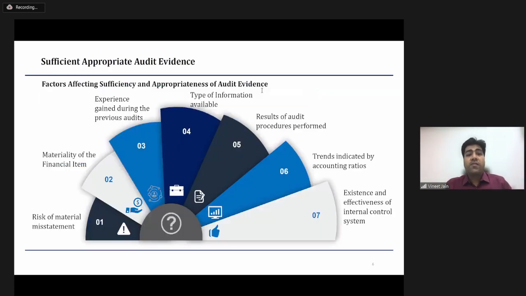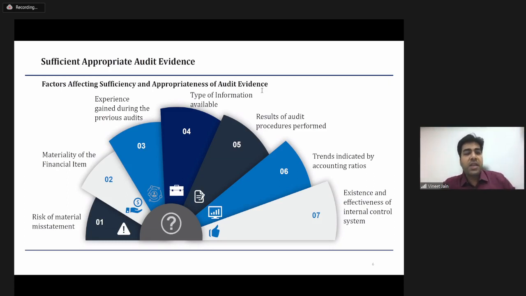Now moving on, there are various factors which affect sufficiency and appropriateness of audit evidence. And we need to take care about each of these factors while gathering audit evidence. See, whenever we are gathering any kind of audit evidence, if we are sure that the audit evidence is sufficient and it is appropriate, then we have a reasonable basis for forming an opinion. But what if we do not have sufficient and appropriate audit evidence? So there are various factors which are involved behind this sufficiency and appropriateness. I will be using these two words again and again because this is what the essence is of this particular essay. So the very first one being risk of material misstatement.